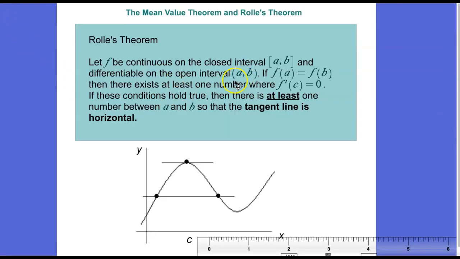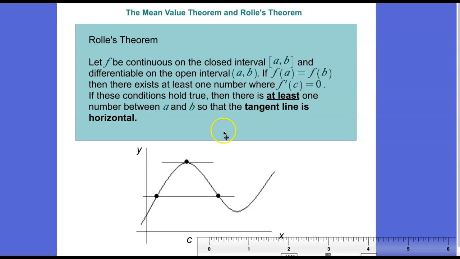Now, I mentioned earlier that Rolle's theorem is just a special case of the mean value theorem. Let's take a look at Rolle's theorem. It says let f be continuous on the closed interval [a, b] and differentiable on the open interval (a, b). So this is the same condition that we had to meet for the mean value theorem. Here's where Rolle's theorem is a little different. It says if f of a is equal to f of b. What does that mean?